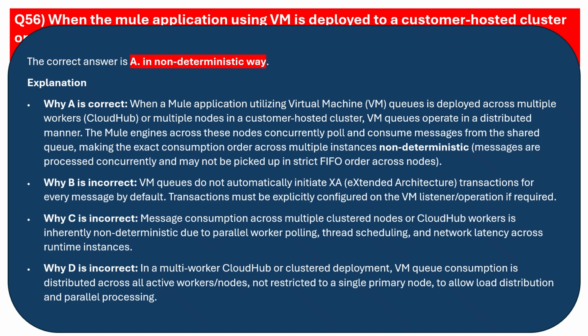Why B is incorrect. VM queues do not automatically initiate XA (extended architecture) transactions for every message by default. Transactions must be explicitly configured on the VM listener/operation if required. Why C is incorrect. Message consumption across multiple cluster nodes or CloudHub workers is inherently non-deterministic due to parallel worker polling, thread scheduling, and network latency across runtime instances. Why D is incorrect. In a multi-worker CloudHub or cluster deployment, VM queue consumption is distributed across all active workers/nodes, not restricted to a single primary node, to allow load distribution and parallel processing.